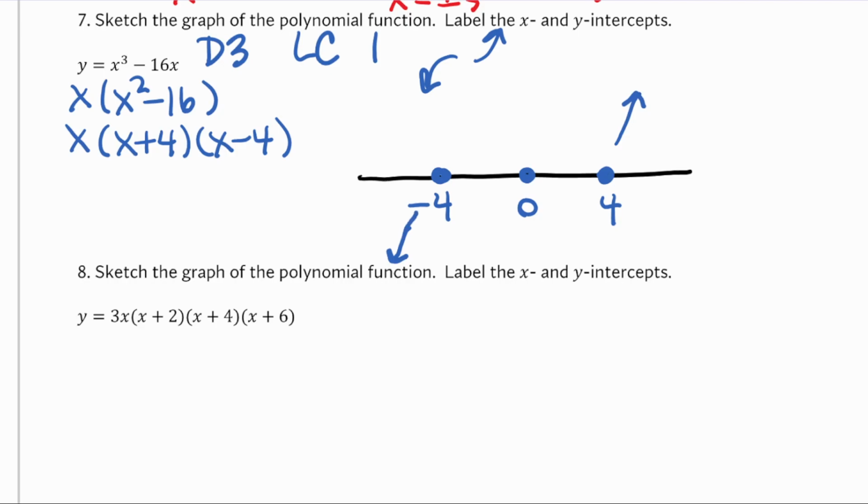Okay, and then from there, we're kind of just connecting this stuff, passing through all of these zeros, making sure we're hitting all of these points and fitting into the end behavior. And so we've got ourselves a sketch.